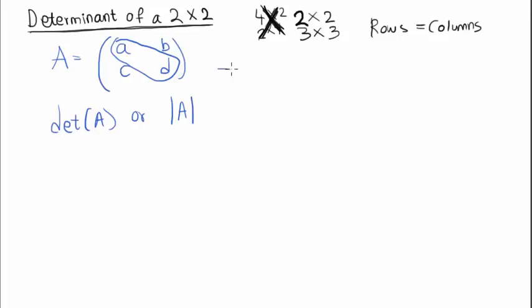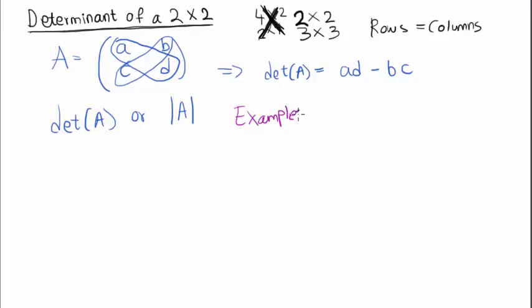So the determinant of A is equal to a times d, whatever that number is, minus the other two numbers, so bc. And that's pretty much it. That's exactly it. There's no other tricks to it. There's no other formulas for it. So we can do a quick example of it if you need the practice.